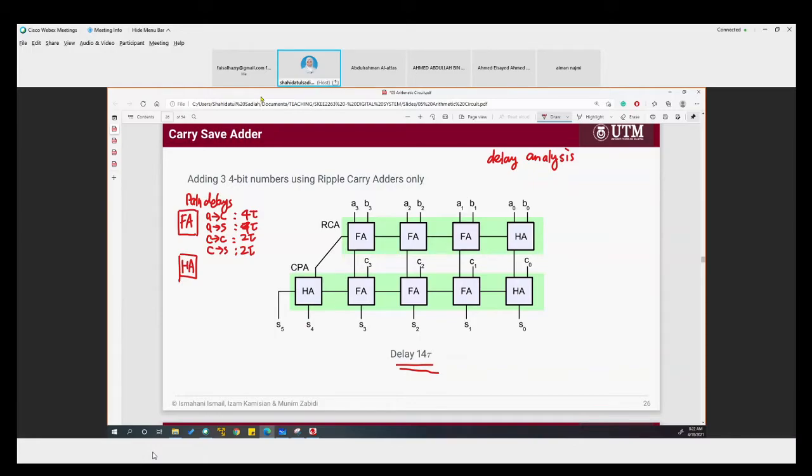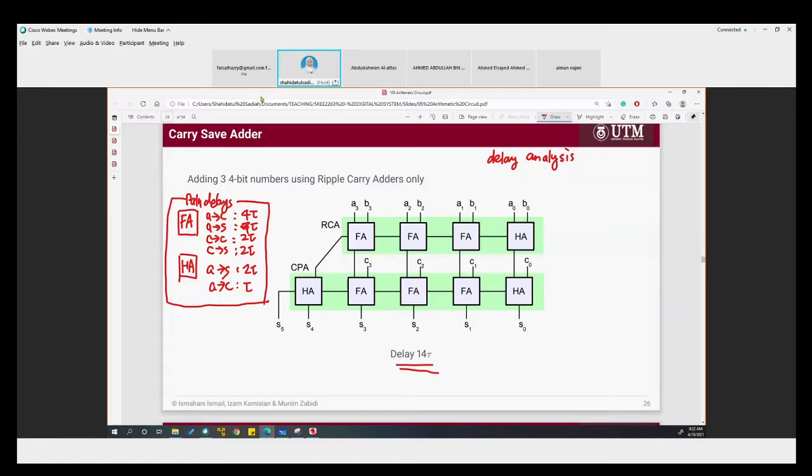And for half adder, there is 2, which is from A to S and from A to C. Okay. From input to S and from input to carry. From input to sum, that is 2 tau. From input A to carry, that is tau. Okay. Remembering this makes it easier for you.